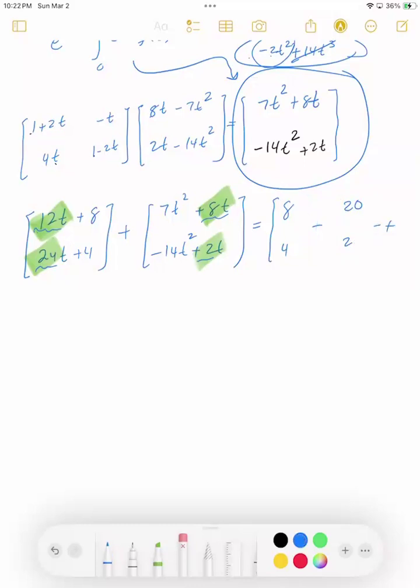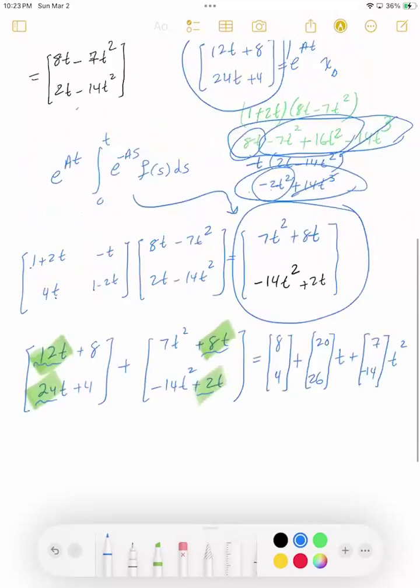Let me just make this a little bit smaller so I can fit everything right here. So I'm going to put 8 and 4 that don't have t, plus then I'm going to have a column for the ones that have t, which is 20 and 26. And then the last column is going to be for the t squared, which is 7 and negative 14.